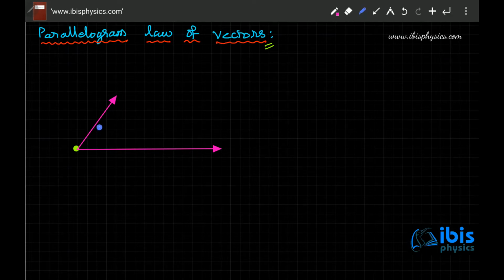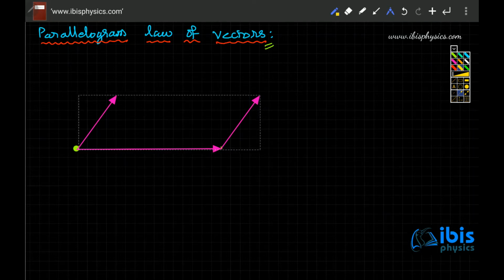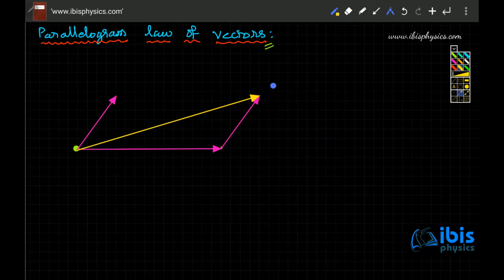What does the triangular law say? Take the vector whose resultant you want to find, and move the vector without changing the direction. Only then does the vector remain the same. Place the tail on the head of the other vector. Now draw the line from the first vector to the last vector here. The length of this line gives you the magnitude of the resultant force, and this angle gives you the direction of the resultant.